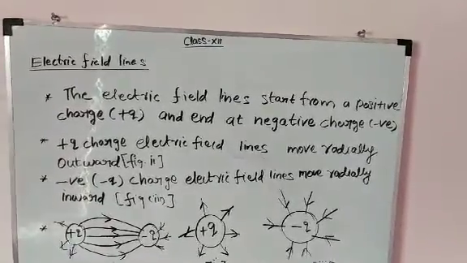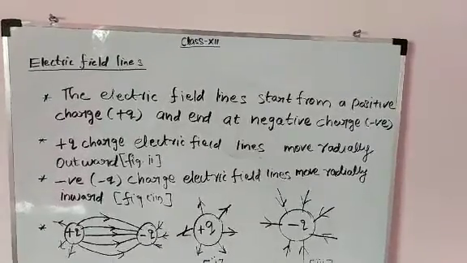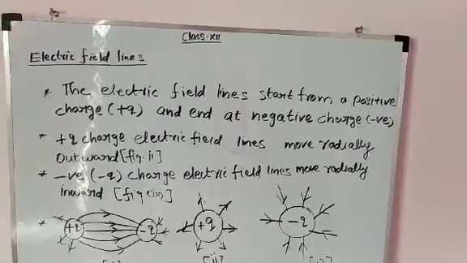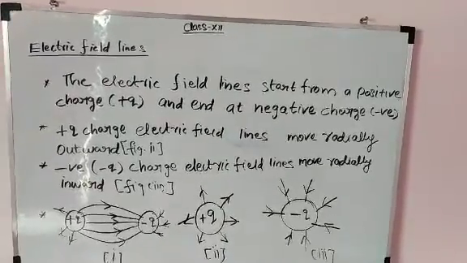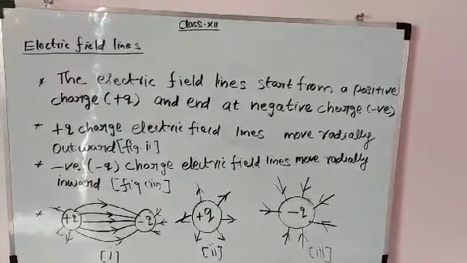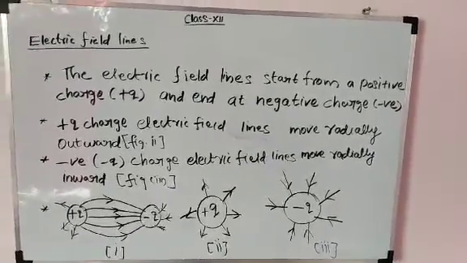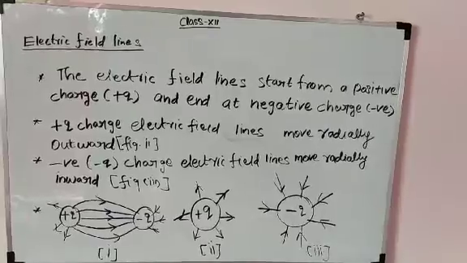This electric line of force is an imaginary line. Now we will discuss the properties of electric lines of force. Electric lines of force start from a positive charge plus Q and end at a negative charge.